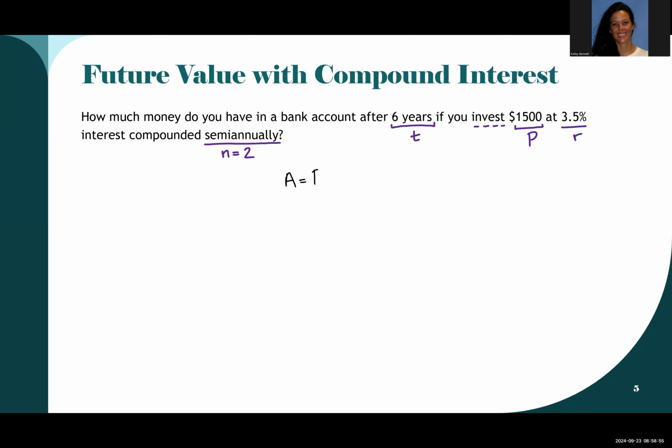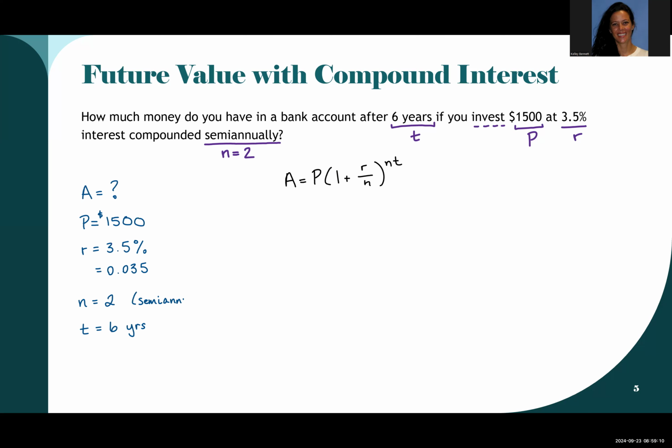And we're using our compound interest formula: A equals P times 1 plus R over N, to the NT. So let's capture our data. We don't know our account balance, our accumulated amount, or our future value. Those all mean the same thing. I don't know how much money I'm going to end up with, but I do know I'm going to invest 1,500. That's P. I do know that my rate is going to be 0.035 as a decimal. I know that N is 2 because it said semi-annually, and I know that T is 6 years.